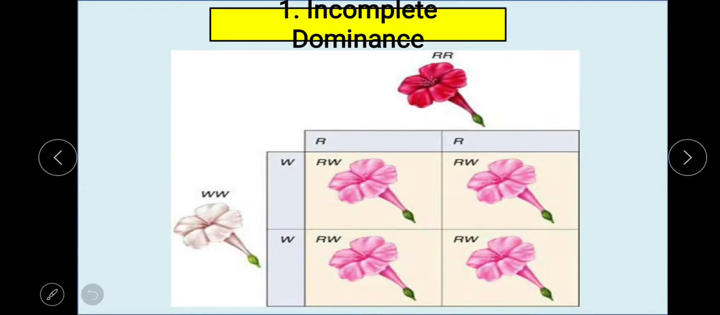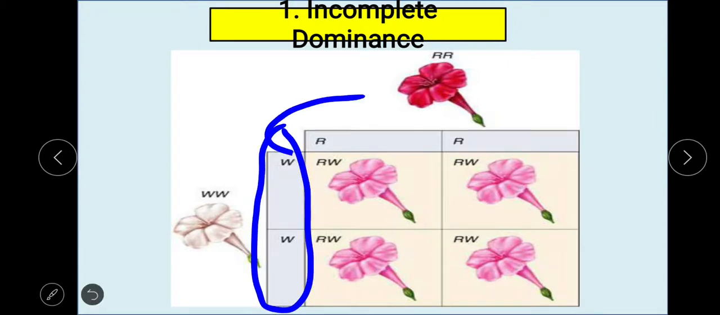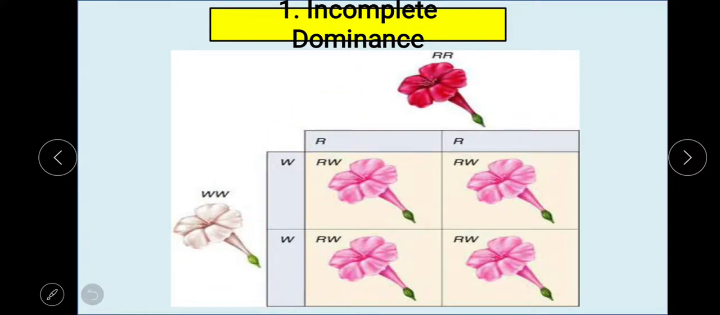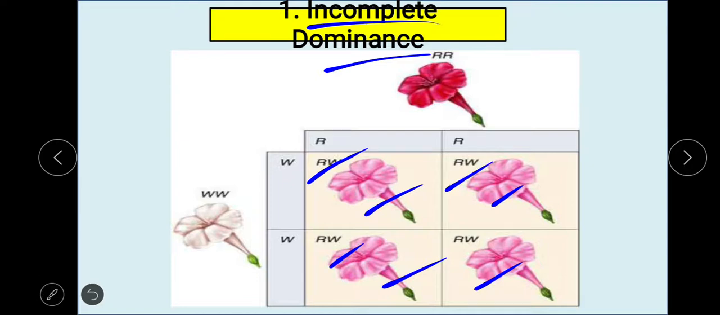Now, when we want to check their genotype, we use the Punnett square. As you can remember in the Punnett square, this area here is for the genotype of one parent and this area here is the genotype for the other parent. Usually this is for the male and this is for the female. Now, the ratio of phenotype and genotype of this incomplete dominance is the same: 4 pink flowers and 4 RW genotype.